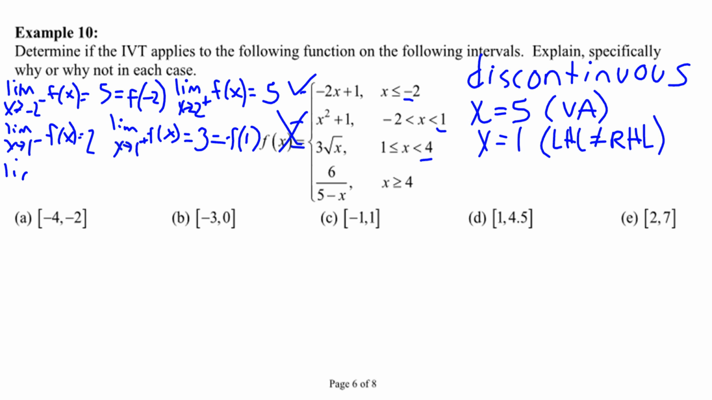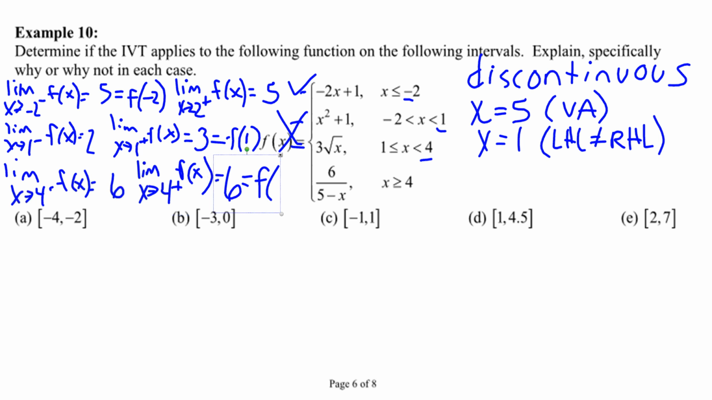And now we have the last one, limit as x approaches 4 from the left. 3 times the square root of 4, that's 6. And then we have the limit as x approaches 4 from the right, which is 6 over 5 minus 4, that's 1, 6 over 1, 6, which is equal to the function value there, which means it is continuous. Now we should have enough information to answer all of these.